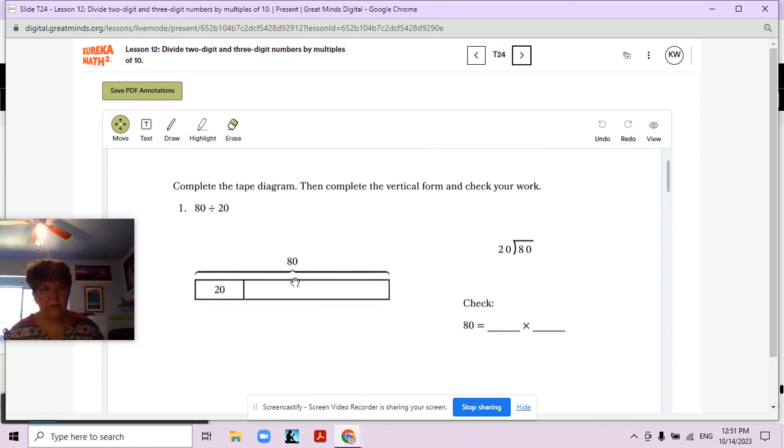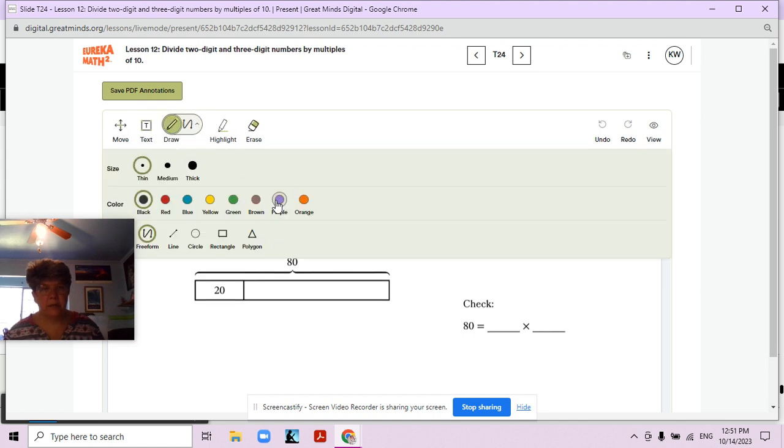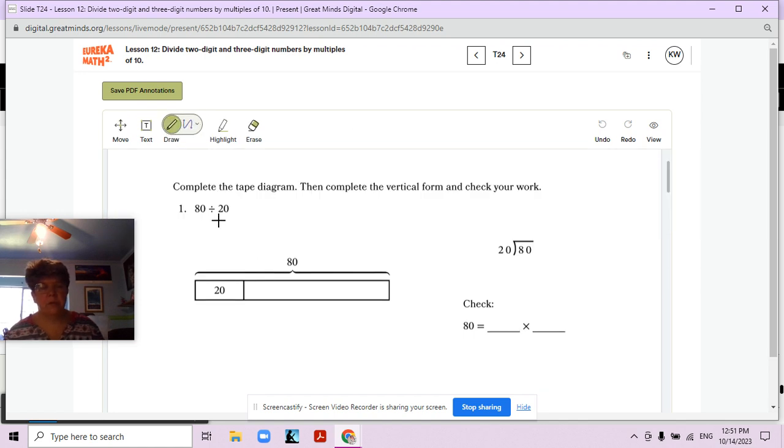All right, so we have a couple of different pieces here and a lot of different tools for me to use, don't we? Okay, so 80 divided by 20. 80 is our dividend, right? And we're dividing it by 20. So for our tape diagram, we're going to want to draw it in there. Now, do we know how many 20s fit into 80? You might. So you could say 20 times 4 is 80. So you could fill it in right there. Okay. You could also go straight to your vertical form and do the vertical form first and then do the tape diagram if you wanted.